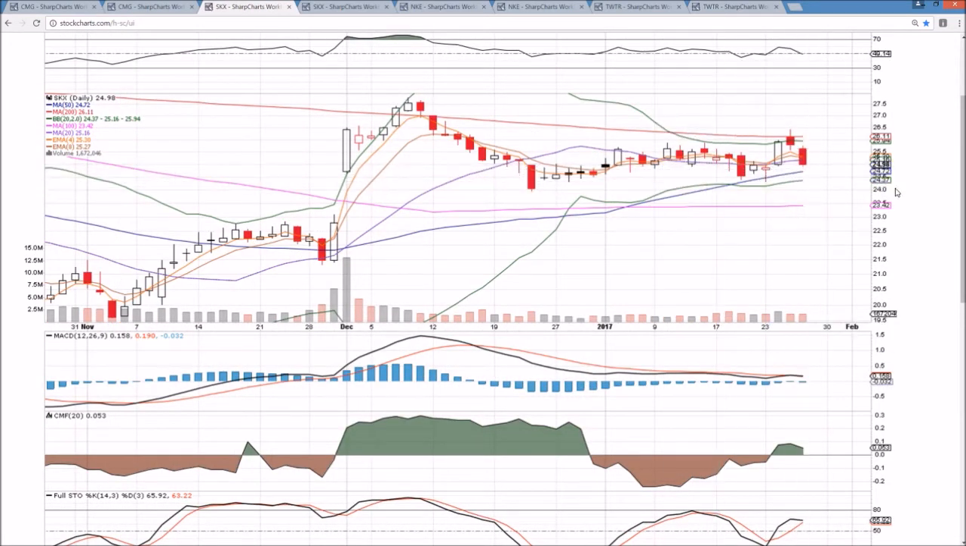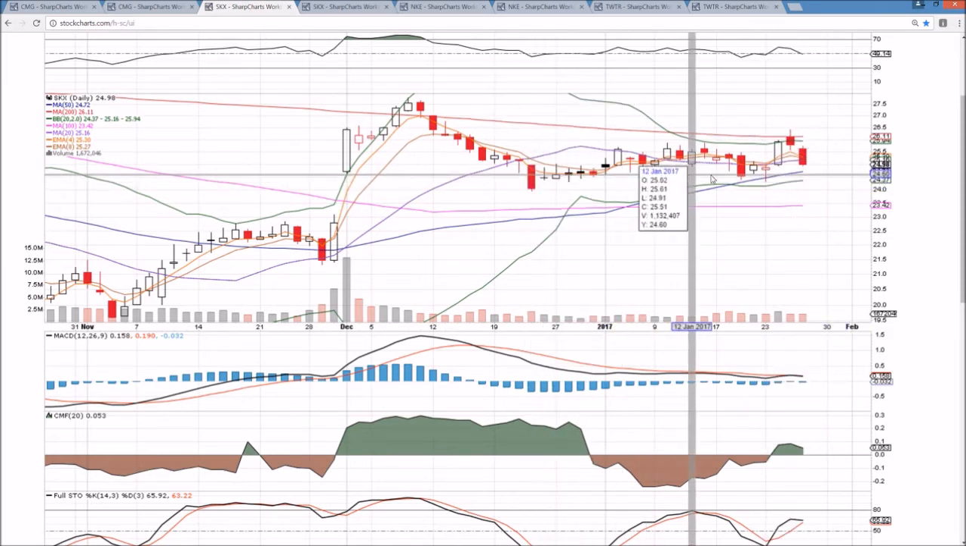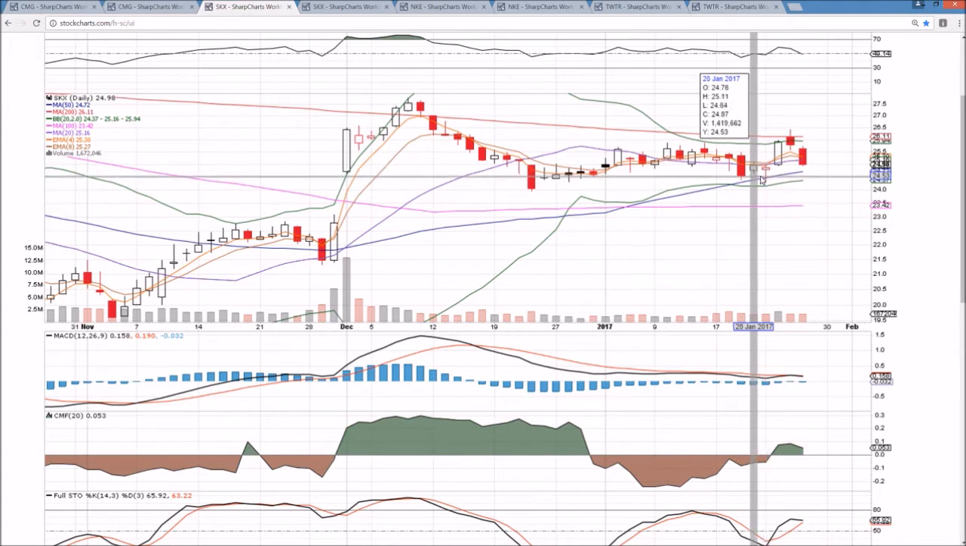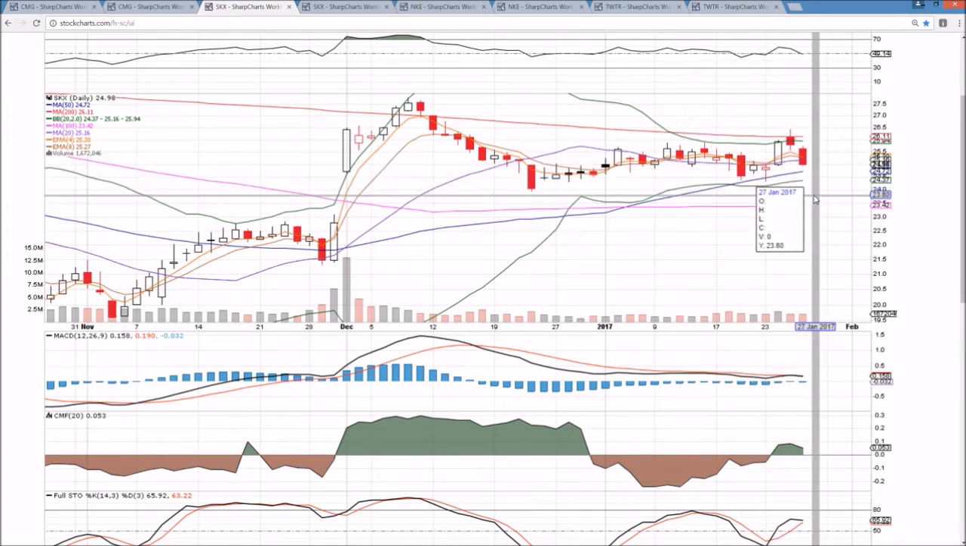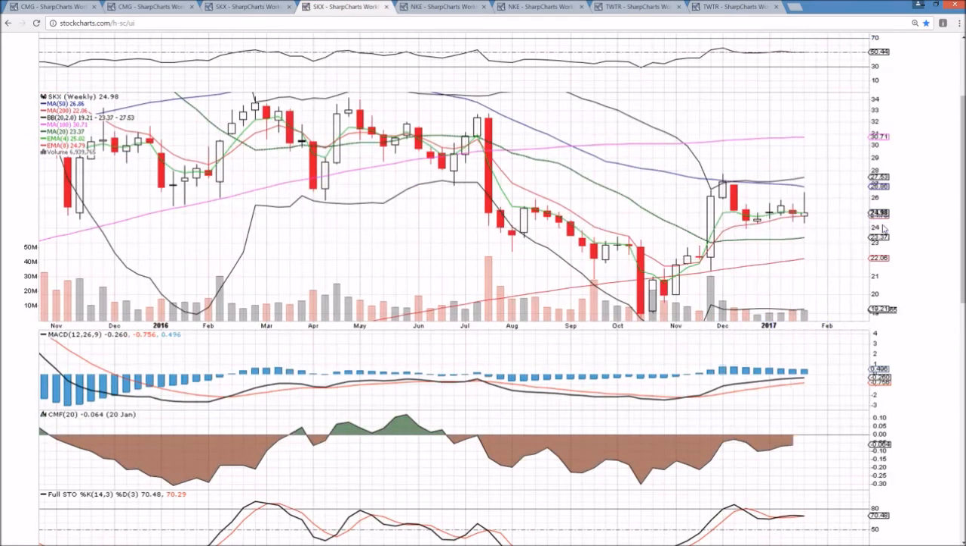SKX, after rejecting from the 200-day moving average resistance of 26.11, further downside and a close near the low of the day, so a pretty significant pullback. The bulls are going to try and hold this higher low pattern. We had 23.96 and now we had 24.33. So if we break 24.33, we break that higher low pattern. And it does look like the bears do have some momentum heading into tomorrow.